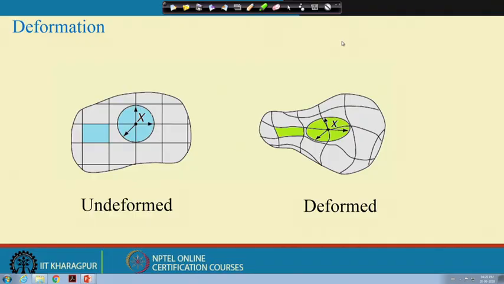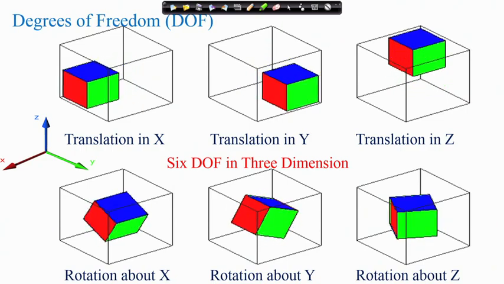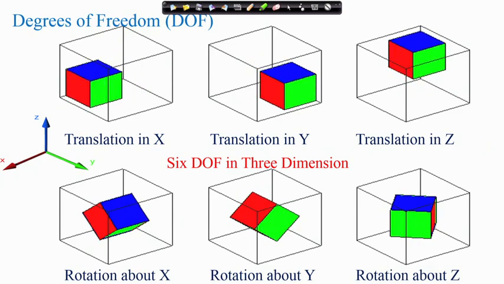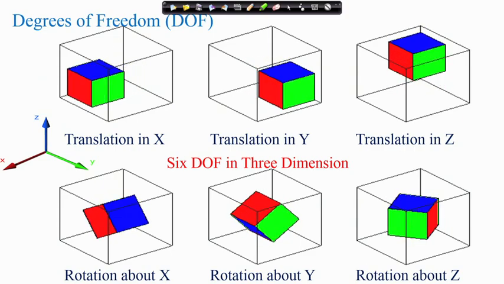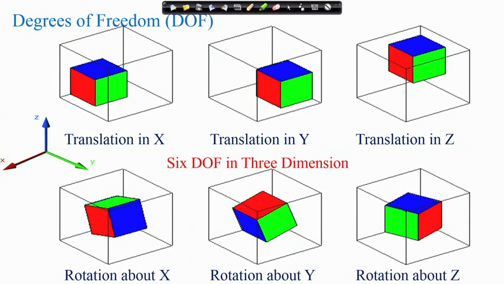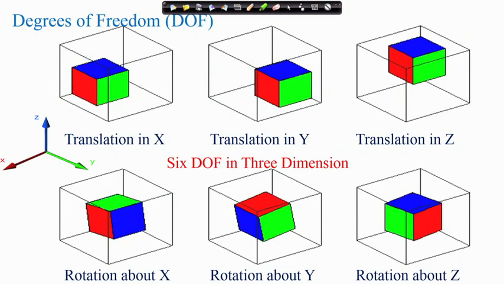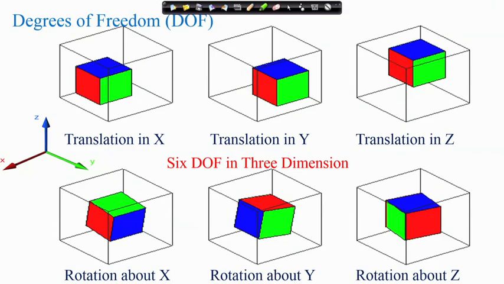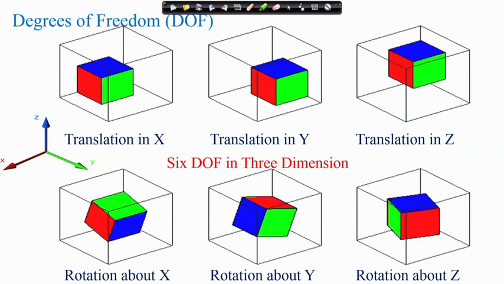Okay. Now, before that, let us see, if we have an object in three-dimensional space, what are the possible modes in which that object can deform. Here, I believe you all know the term degrees of freedom. It is the number of different ways that an object in three-dimensional space can deform. So, in three-dimensional space, any free object, without any constraint, can have at most 6 degrees of freedom. And what are those 6 degrees of freedom? 3 translations in 3 directions, and 3 rotations about 3 axes.